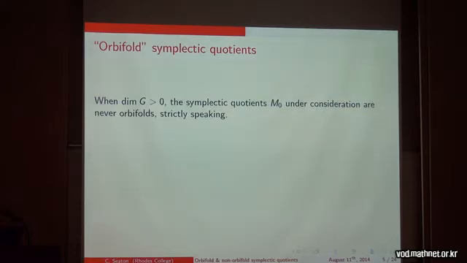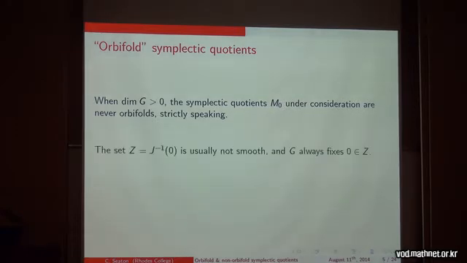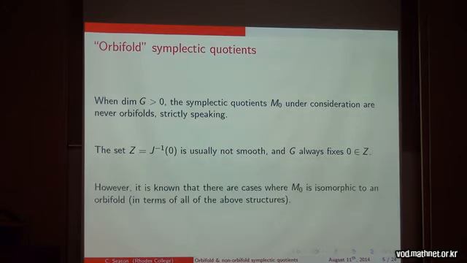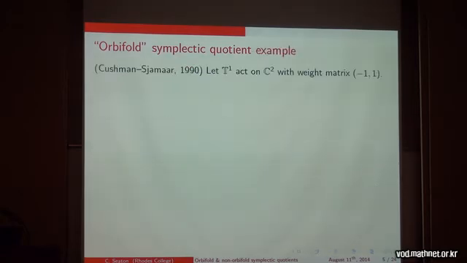So we are interested in which of these are orbifolds, and to be careful about this, none of them are actually orbifolds, right? Because zero is always fixed by the entire group. So we always have a singular object that has at least one point with infinite isotropy. However, it's known that there are some cases that, in terms of the structures that we've described, are indistinguishable from symplectic orbifolds. An example of this is due to Cushman and Sjamaar.